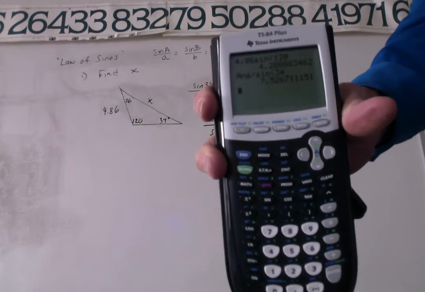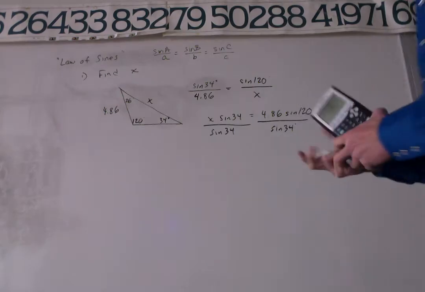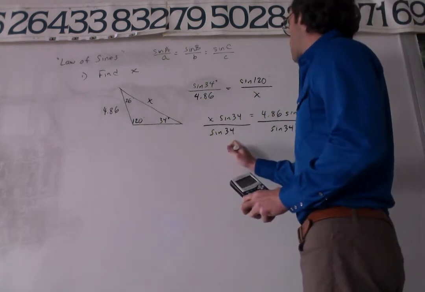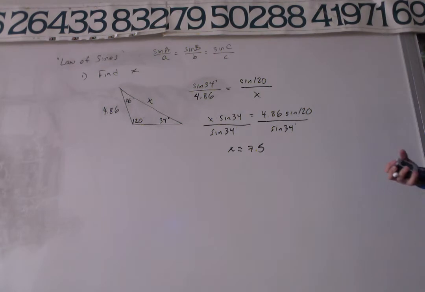And let's round to the nearest tenth. So what do we get? 7.5. X is approximately 7.5. All right? So that is just what we would do to find x.